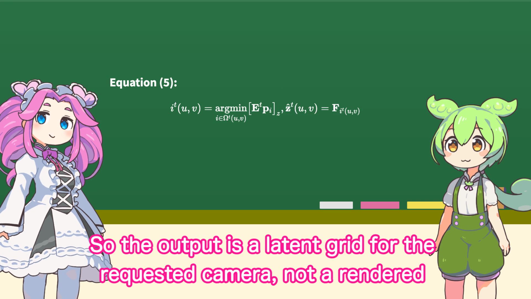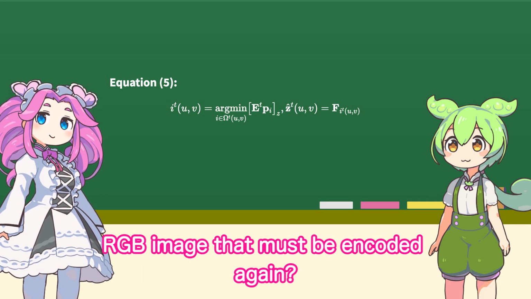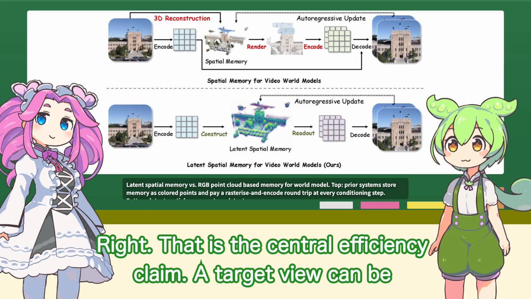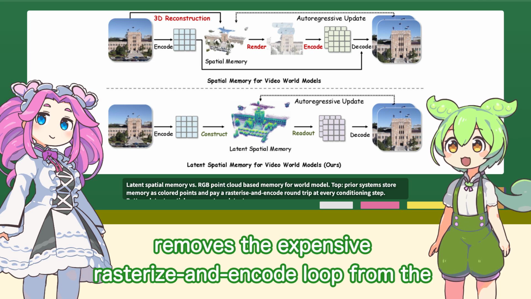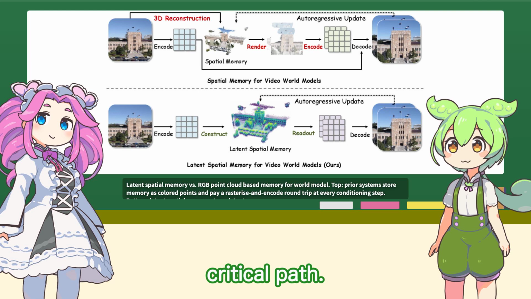So the output is a latent grid for the requested camera, not a rendered RGB image that must be encoded again. Right, that is the central efficiency claim. A target view can be conditioned by a single latent resolution projection. So Mirage removes the expensive rasterize and encode loop from the critical path.